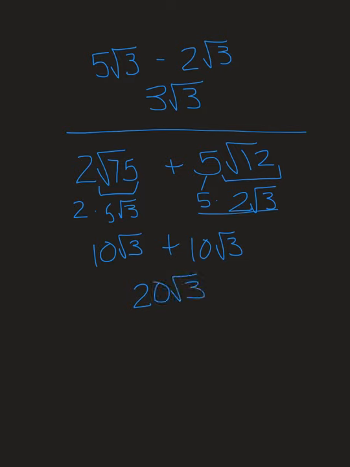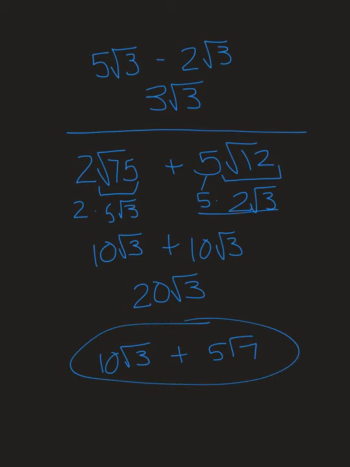If at the end, this had been 10 root 3 plus 5 root 7, then this would have been my simplified answer. There's nothing else I could have done with that. So the key when you're adding and subtracting radicals is to put them in the simplest possible form and then only combine like terms.